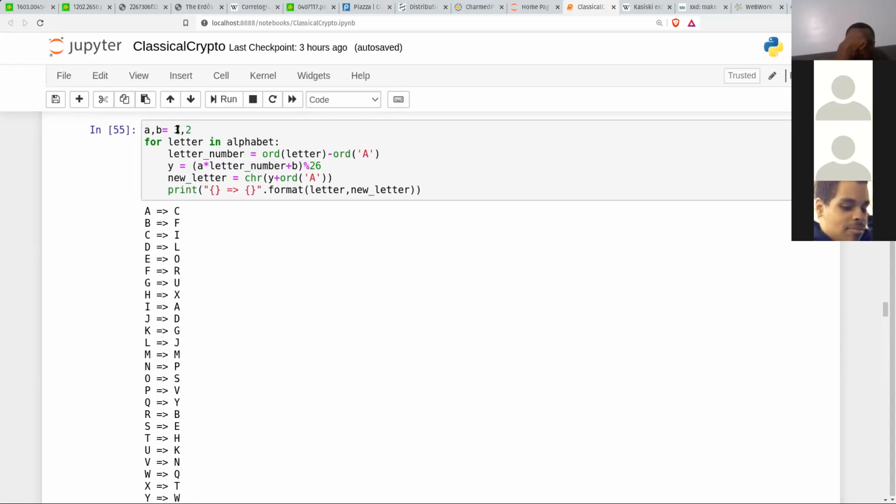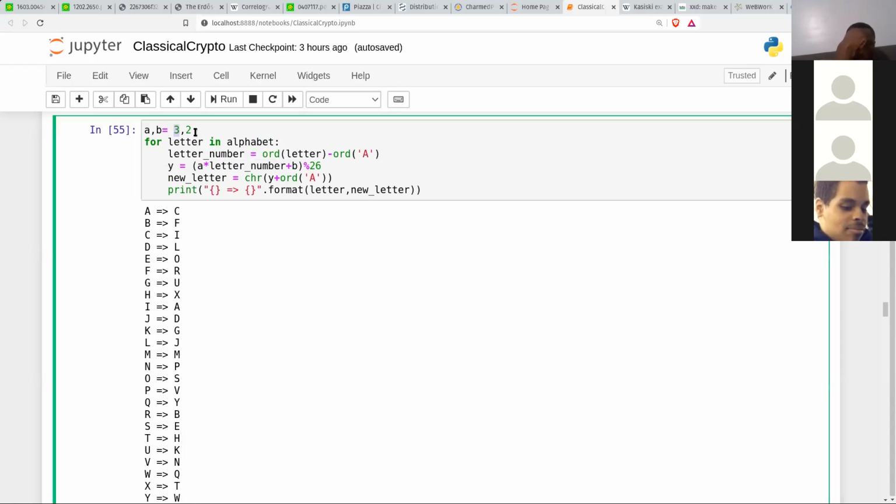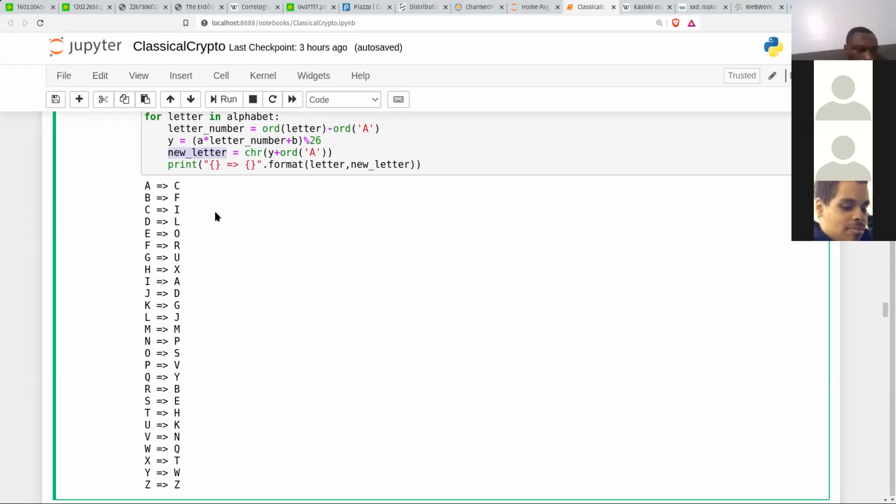What we're doing here is using the affine cipher with A equals 3 and B equals 2. We're going through it and getting the number corresponding to the letter. Then you multiply by A, plus B, mod 26, and then you convert back to a new letter and print them out. So that's where that correspondence is coming from.